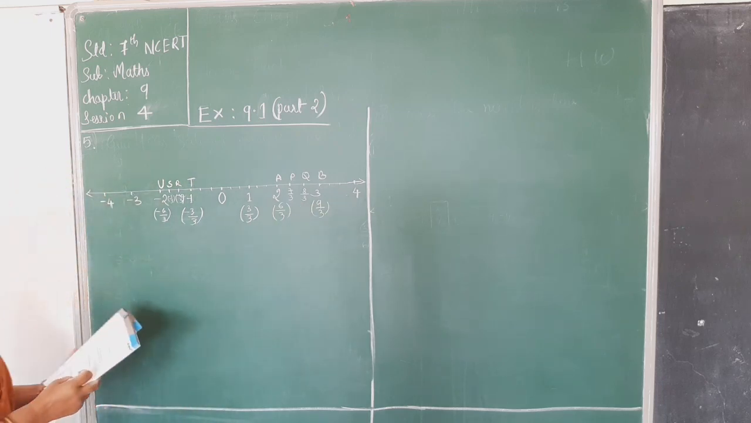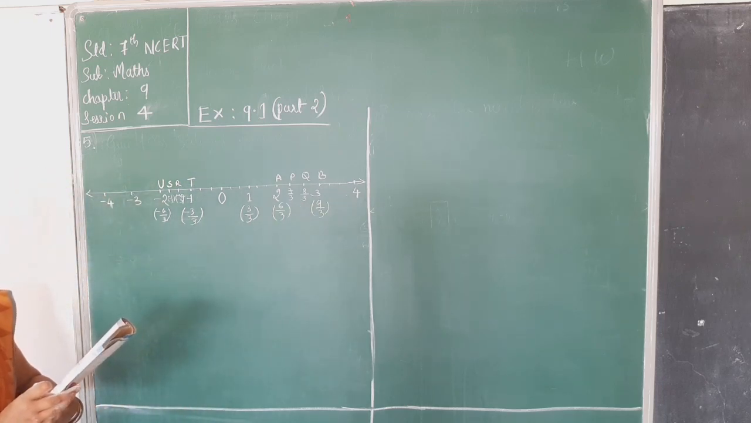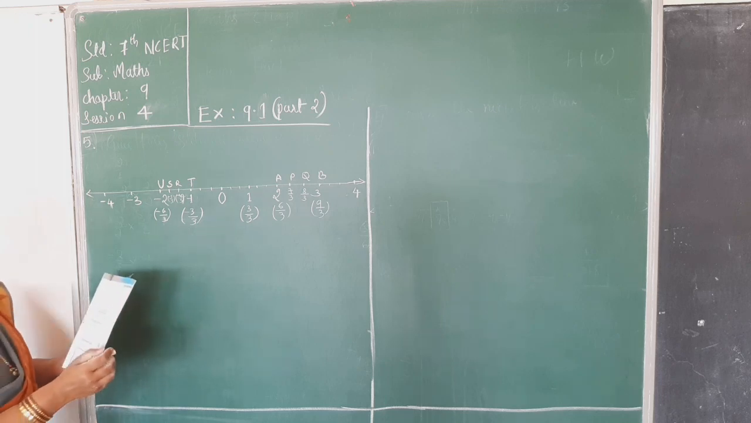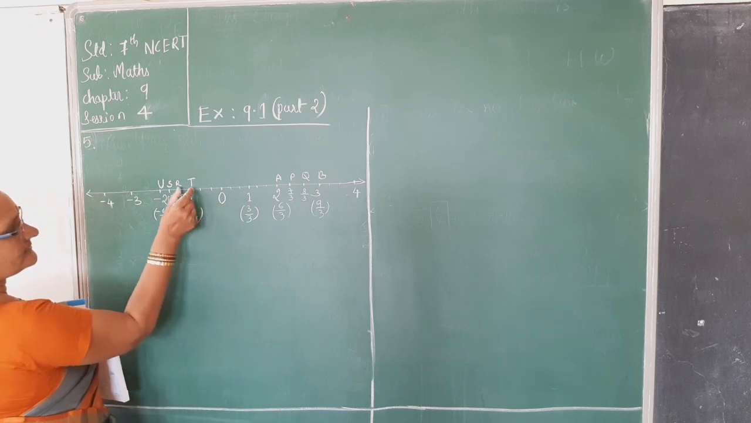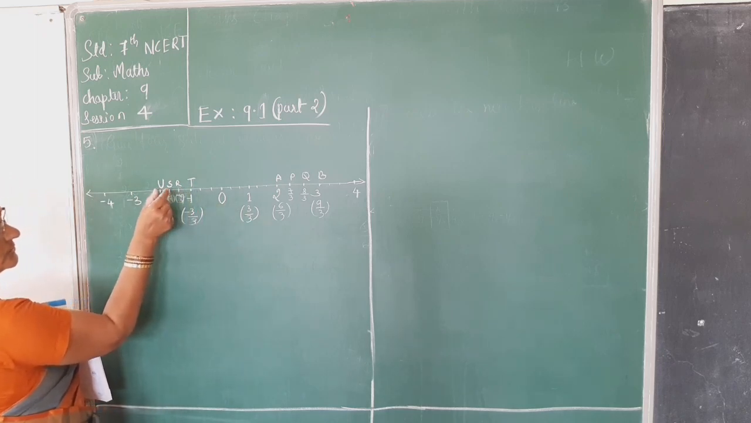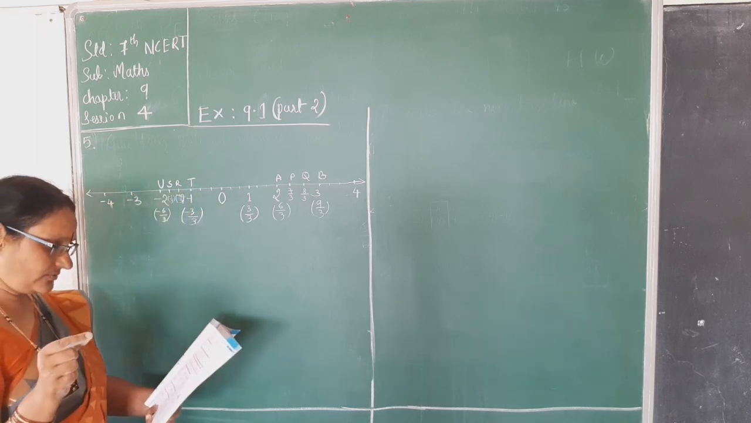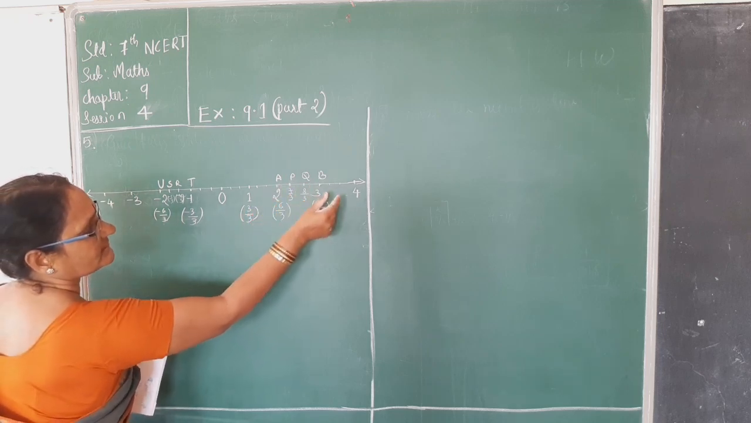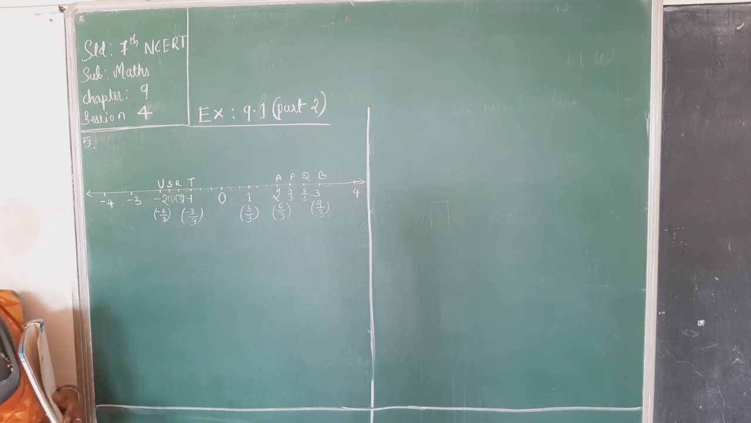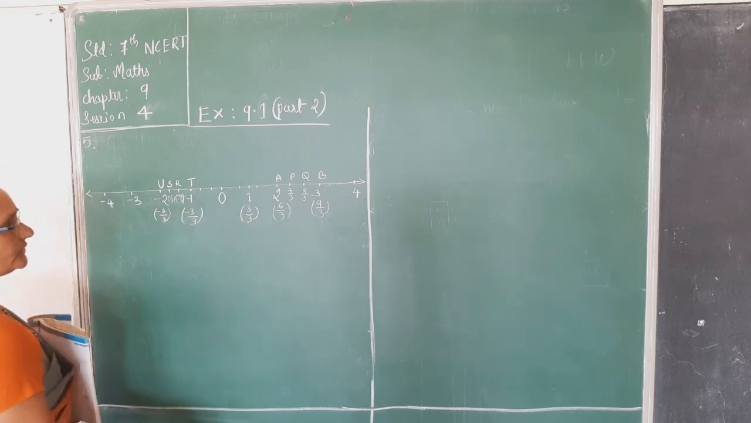So now, by seeing this, what do we have to name here? They ask us to name the rational numbers represented by P, Q, R, S, with TR equal to RS equal to SU. And also they have given that AP equal to PQ equal to QB. That means equal distance, in each part equal distance. Seeing that, now we calculate what those are.